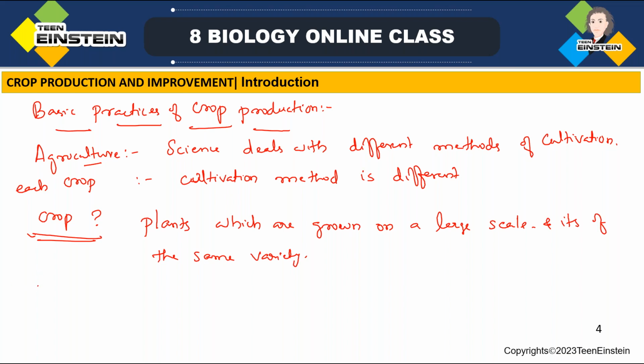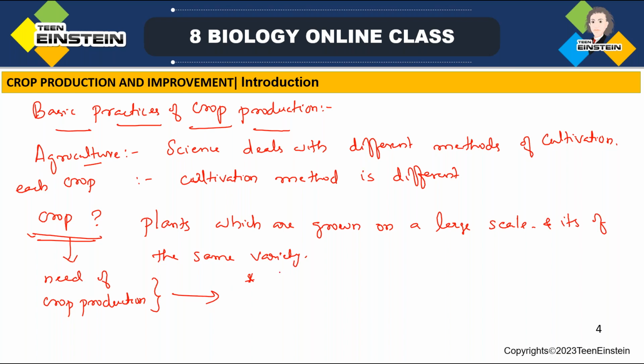Why do we need such large crop production? What is the necessity of crop production? Need of crop production. See, everybody knows the need of crop production, because food is a necessity of all living things, right? Food is very important for all living things, and from plants and animals, all from this side we are getting food, right? Food is the first point.